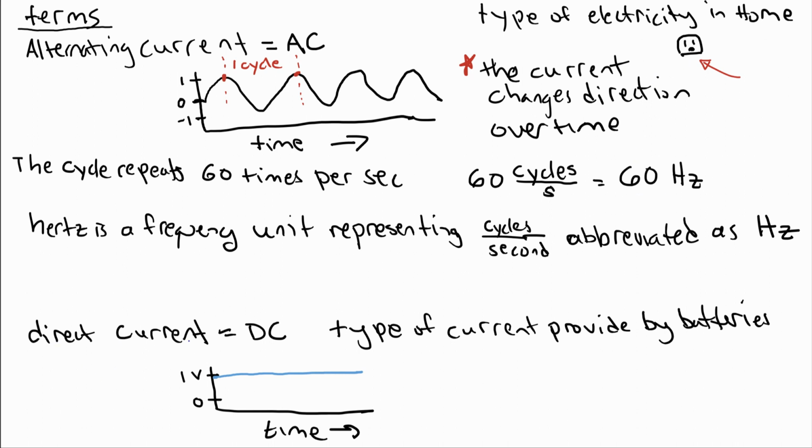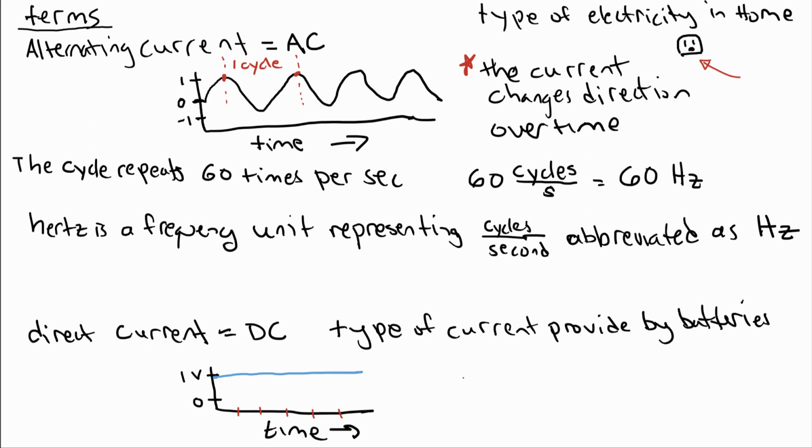And DC, or direct current, is a type of current provided by batteries. And it stays constant. The current or voltage stays constant over time. So here again is time. So this would be 1 second, 2 seconds, 3 seconds, 4, 5 seconds. And the output is constantly a constant. It doesn't change over time. Whereas here it was going positive, negative, positive, negative, positive, negative for AC. This is always positive for DC.